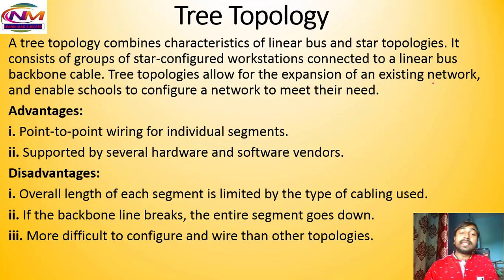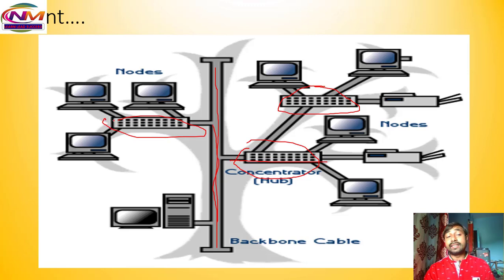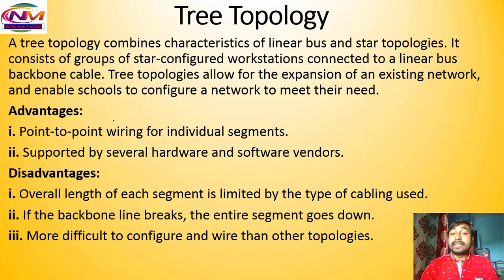Now the tree topology; let's see the figure of the tree topology. Here you can see this is the backbone, a central network which is known as the backbone. Here the structure is like a tree. You can see this is a device like a hub or switch, this is another hub or switch, and this is another hub or switch. So in the case of tree topology, it is like a combination of linear bus or star topology.